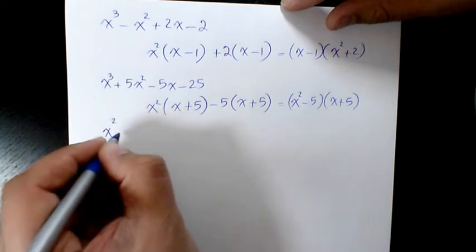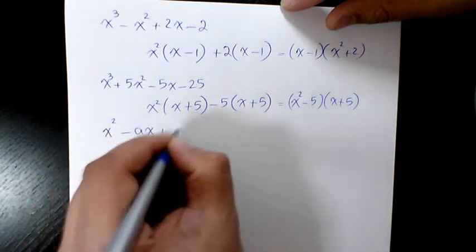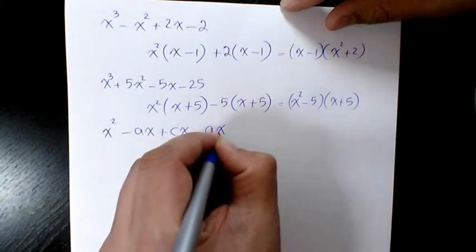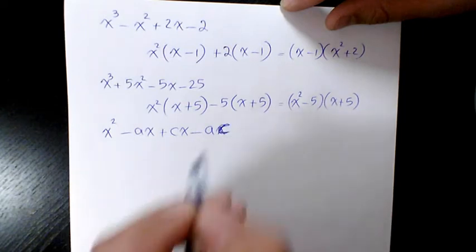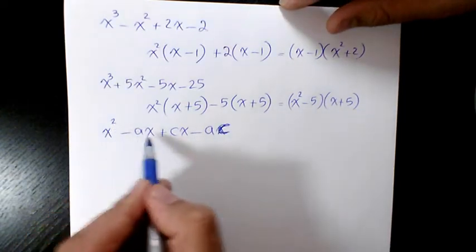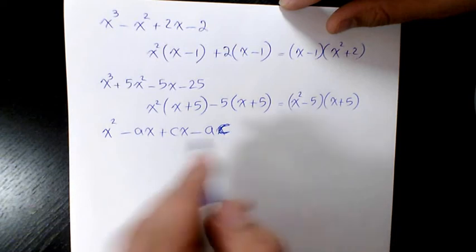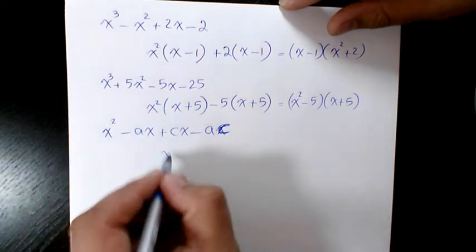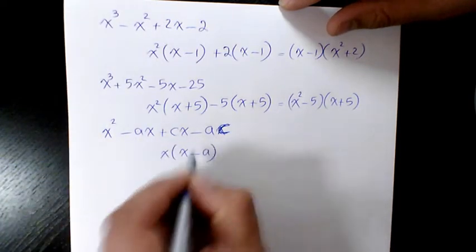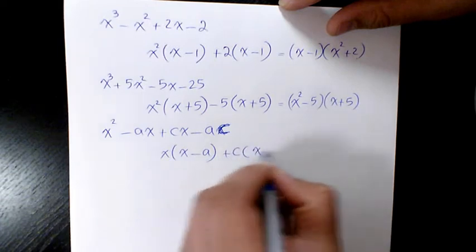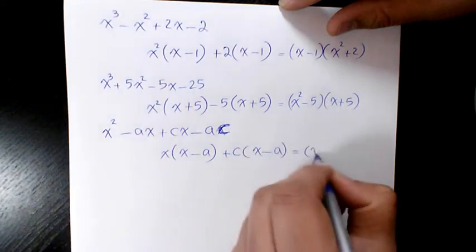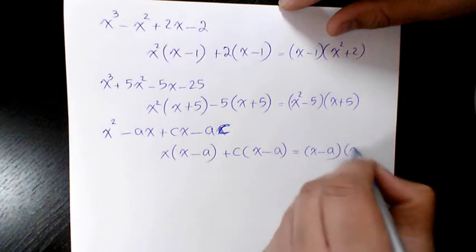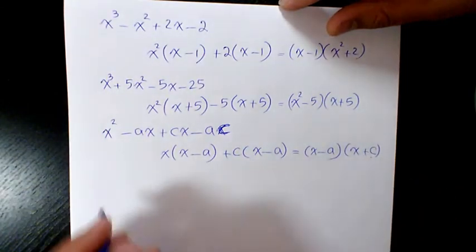Next, x squared minus ax plus cx minus ac. We factor x in here, it's going to be x minus a. I factor c in here, it's going to be x minus a. Then you factor x minus a. The remaining is going to be x plus c.